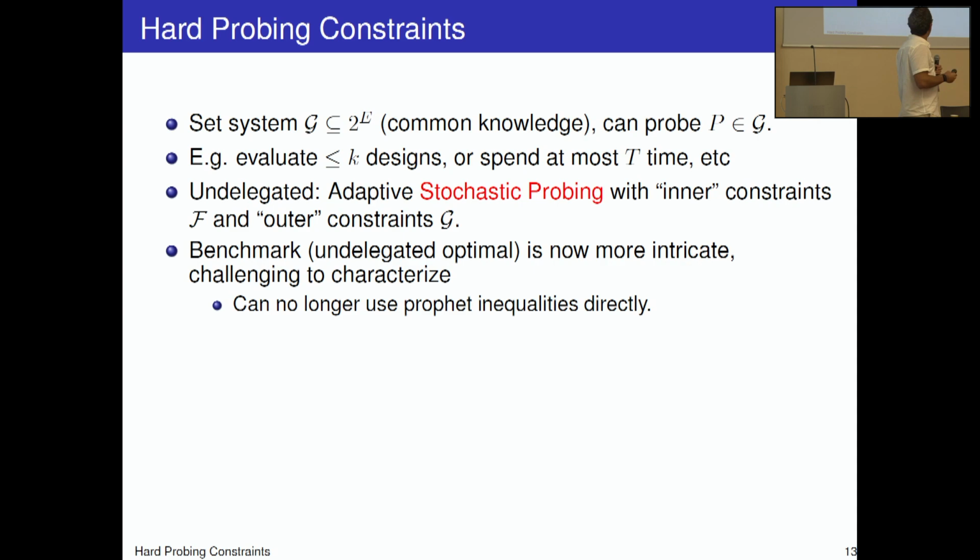Now, our benchmark, which is the optimum in the undelegated setting, is more intricate. It's harder to characterize in this case because it really asks what is the optimal data to explore so that you can select a subset of it that's good. So that benchmark is a little trickier to pin down. That means morally that it's hard to use profit inequalities in a direct way. So we need an additional idea.